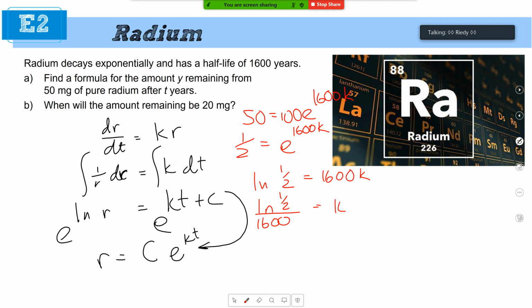Be careful with parentheses. It's a very small number, and it's negative, which is good. It takes a long time for radium to disappear, and it's decaying, so the number should be negative. It's approximately negative 0.00004332 and so on. Who cares? Because I'm just going to store it into K.